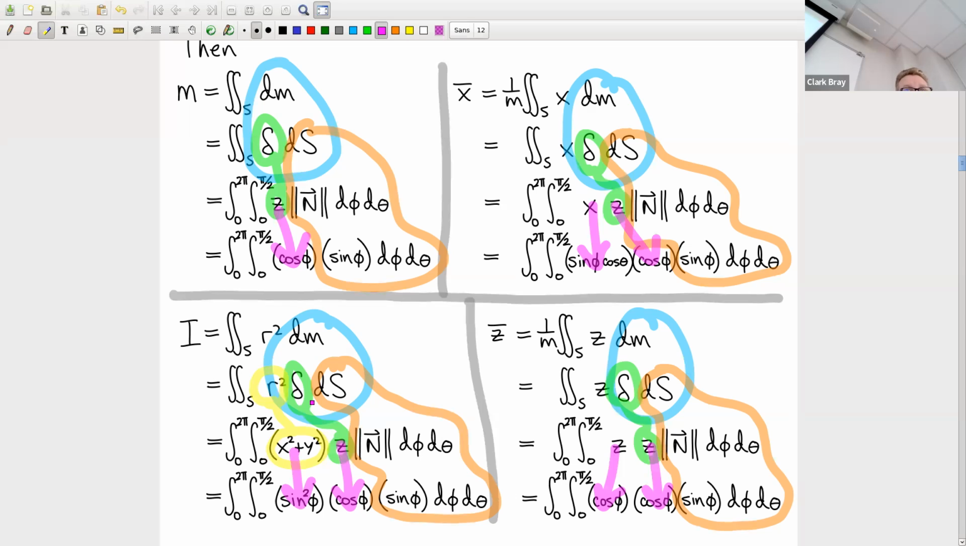Everybody see that? Yeah. Should we be able to evaluate these, or would we just actually accept them? Yeah, I think these are all reasonable. The trig integrals are a little annoying, but I think they're all reasonable.